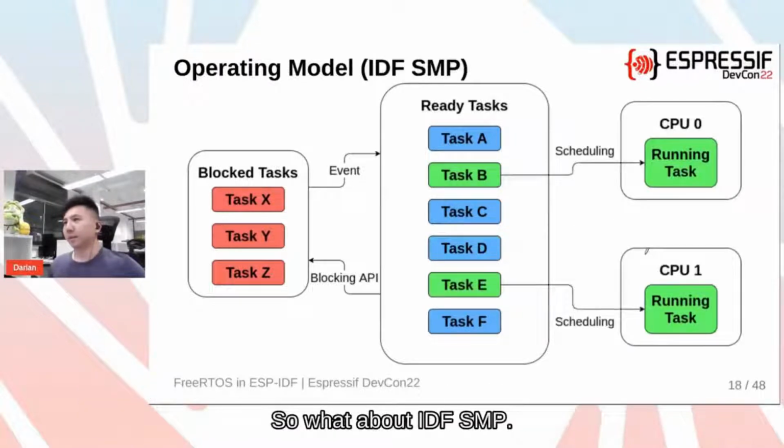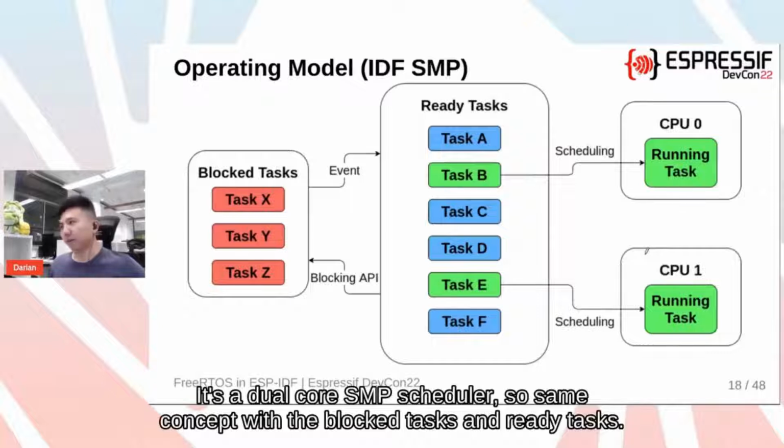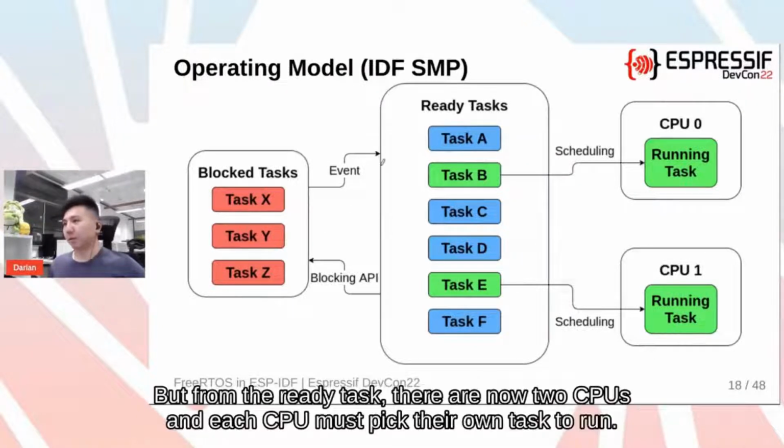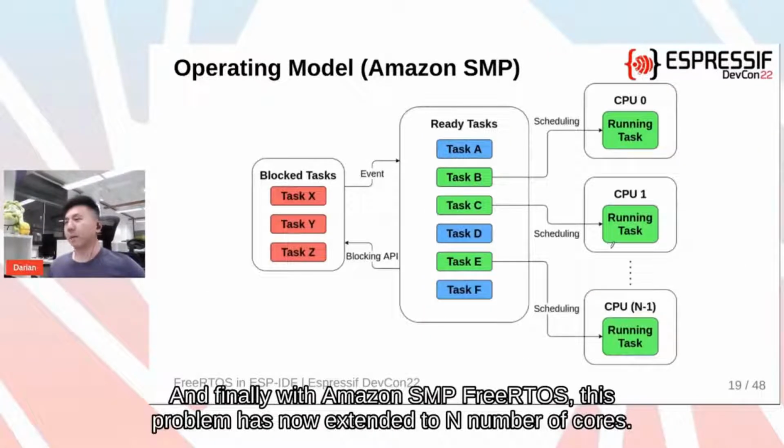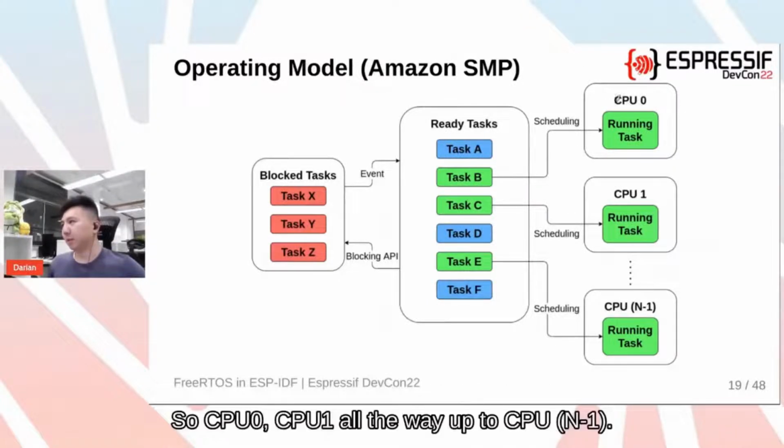So what about IDF SMP? It's a dual core SMP scheduler. So same concept with the blocked tasks and ready tasks, but from the ready tasks, there are now 2 CPUs, and each CPU must pick their own task to run. And a task cannot be run by 2 CPUs at any one time. So that's not allowed. And finally, with Amazon SMP FreeRTOS, this problem has now extended to n number of cores. So CPU 0, CPU 1, all the way up to CPU n-1.